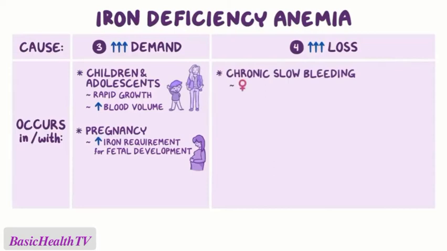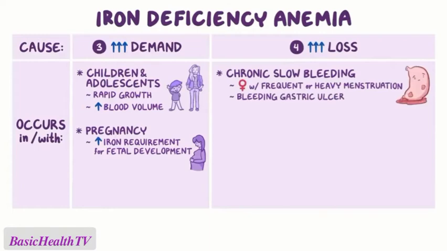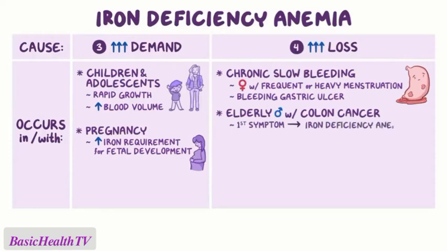This includes females with frequent or heavy menstruation, or people with bleeding gastric ulcers, and most importantly, elderly males with colon cancer, because the tumor can bleed and cause anemia. In fact, the first symptom of colon cancer is often iron deficiency anemia.